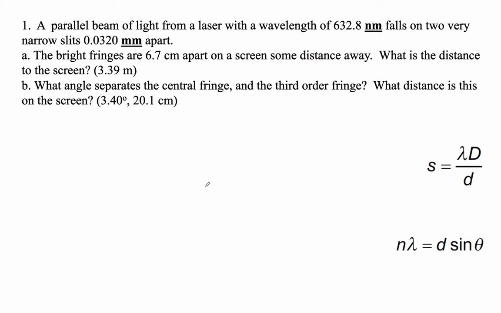A parallel beam of light from a laser with a wavelength of 632.8 nanometers, that's, by the way, the red laser that I use in class, the helium neon laser, that's the wavelength, right? It falls on two very narrow slits, 0.032 millimeters apart. The fringes are 6.7 centimeters apart on the screen, some distance away. What is the distance to the screen?